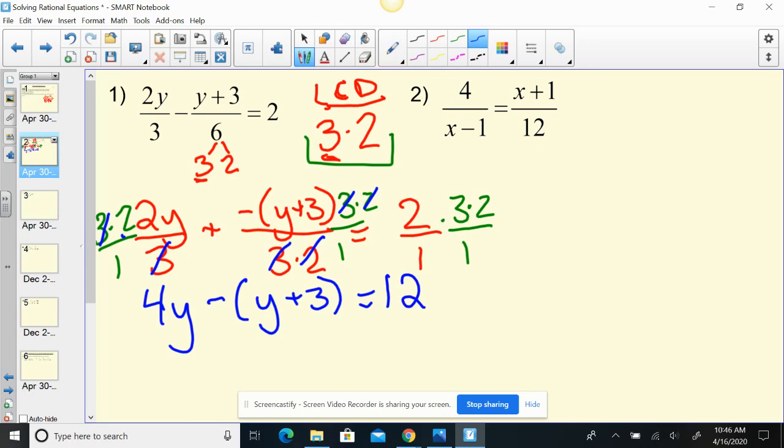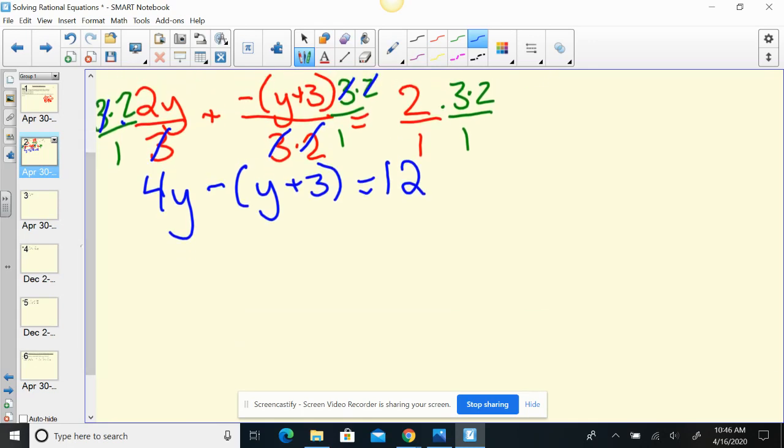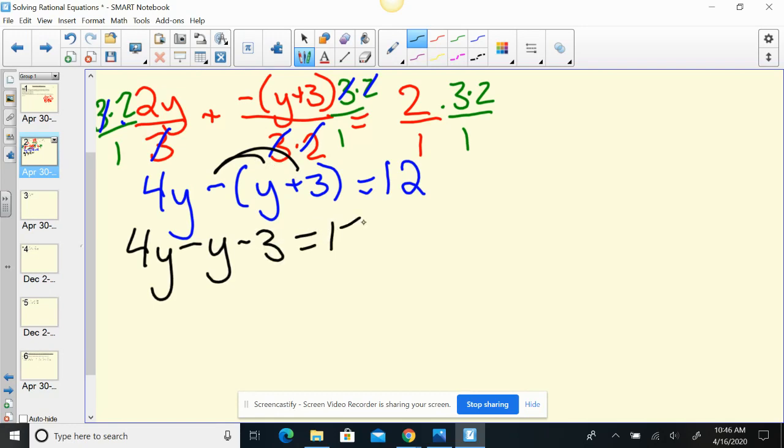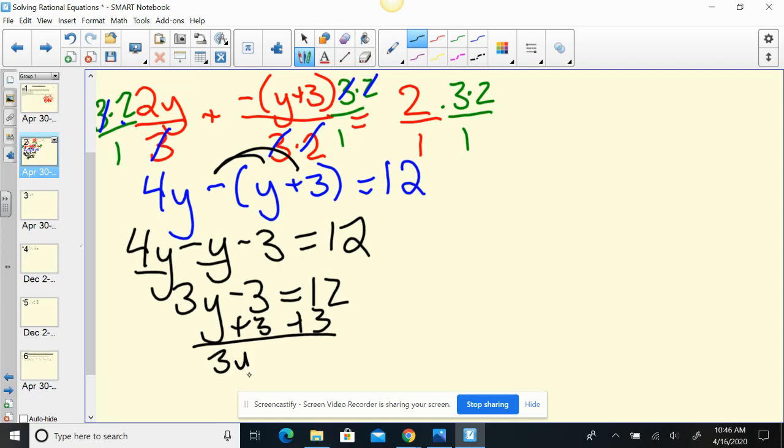Once you get here, this is a really easy equation, so you guys should be excited to see an equation like this. So all I have to do is remove my parentheses, so I'm going to distribute that negative 1, and that gives me negative y minus 3. Combine these like terms, so 3y minus 3 equals 12. Add the 3, so 3y is 15. Divide by 3, and y is 5.